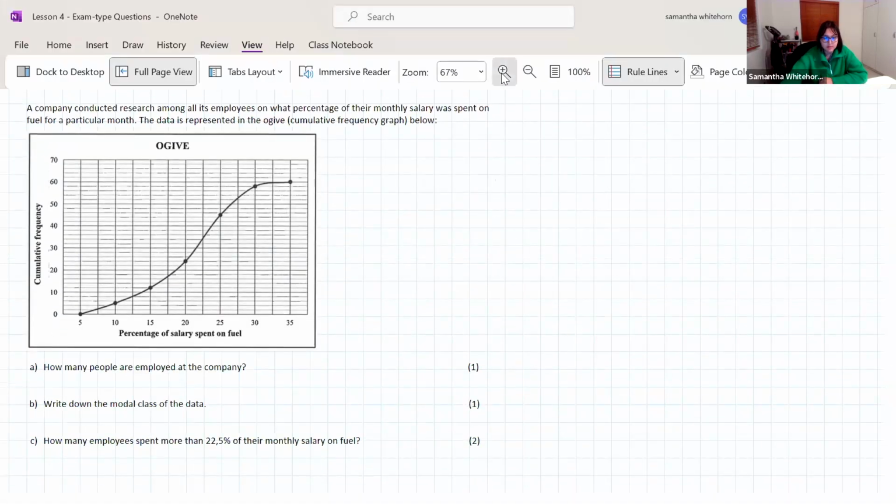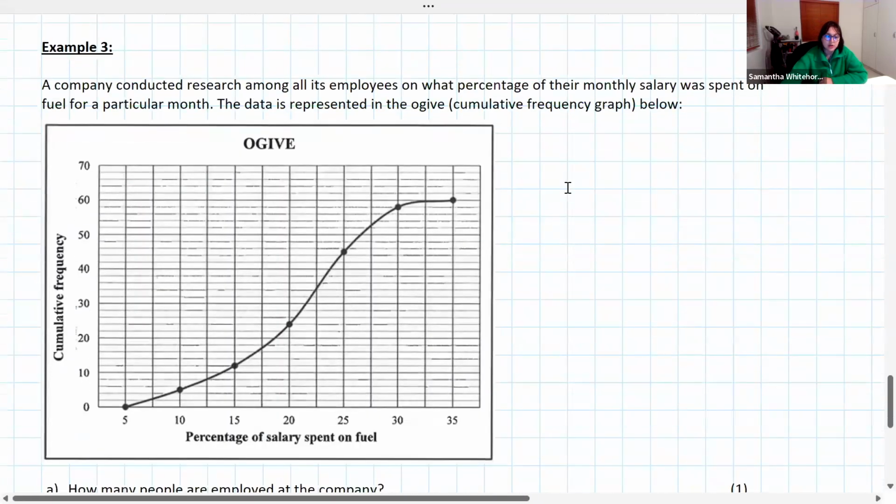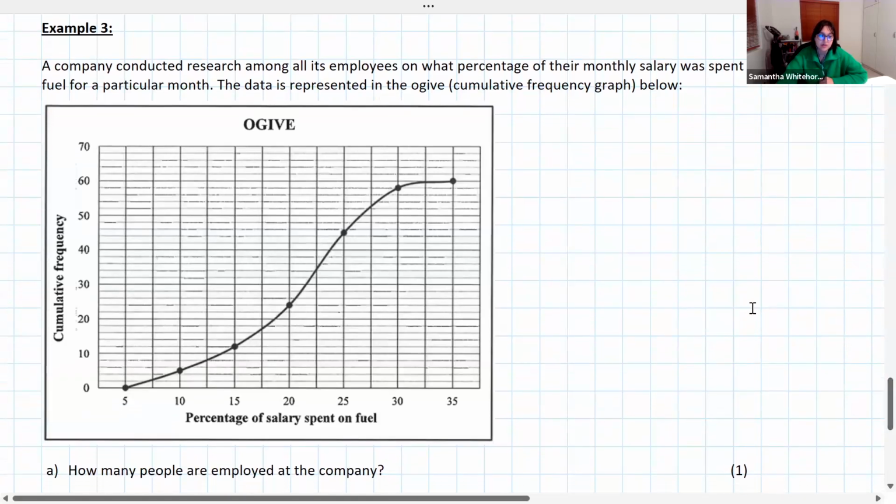Okay, now, as much as we do often ask you to draw ogives, just remember we can always give you an ogive and expect some sort of analysis from it. So if we look at example 3, a company conducted research among all its employees on what percentage of their monthly salary was spent on fuel for a particular month. Data is represented in the ogive or cumulative frequency graph below.